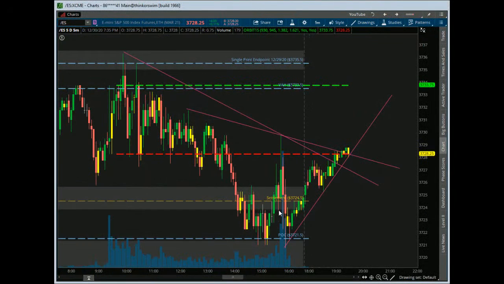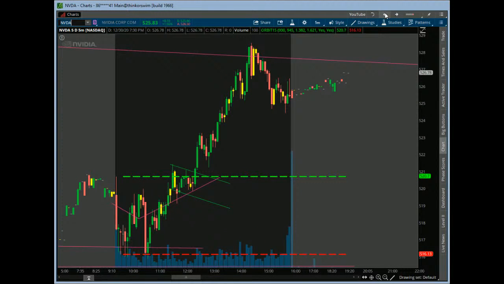I really have two important ones here that I want to show you. So let's take a look. I've got the ES pulled up right here. Let's look at NVIDIA today. So NVIDIA did this today. So remember, 15 ORB reversal, right?